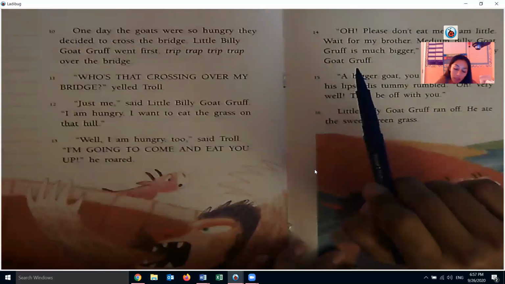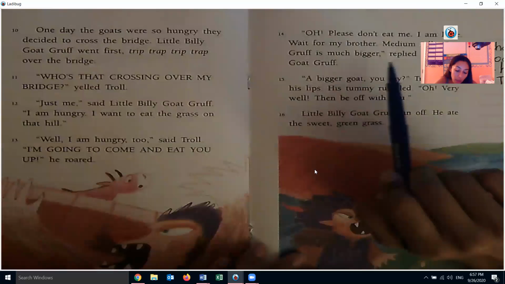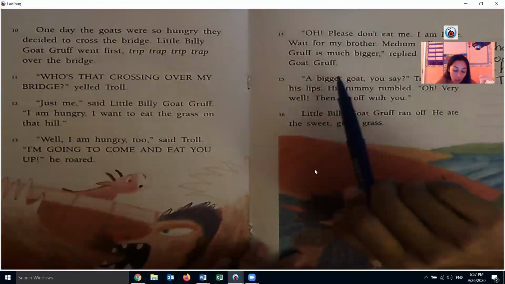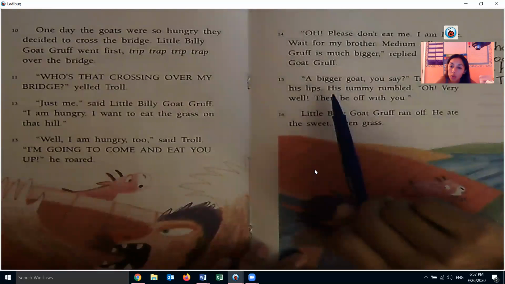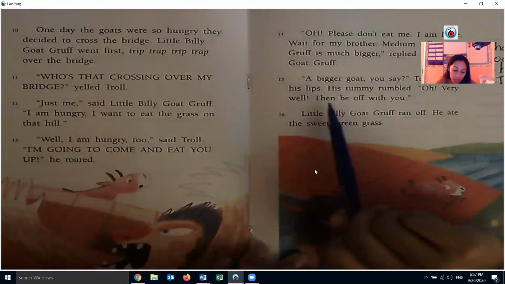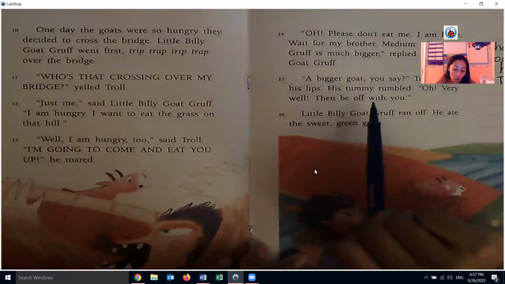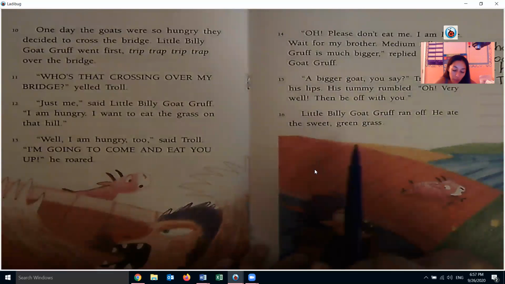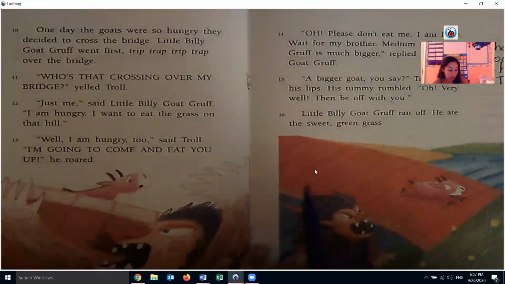"Oh, please don't eat me. I am little. Wait for my brother. Medium Billy Goat Gruff is much bigger," replied little Billy Goat Gruff. "A bigger goat, you say?" Troll licked his lips. His tummy rumbled. "Oh, very well, then be off with you." Little Billy Goat ran off. He ate the sweet green grass.